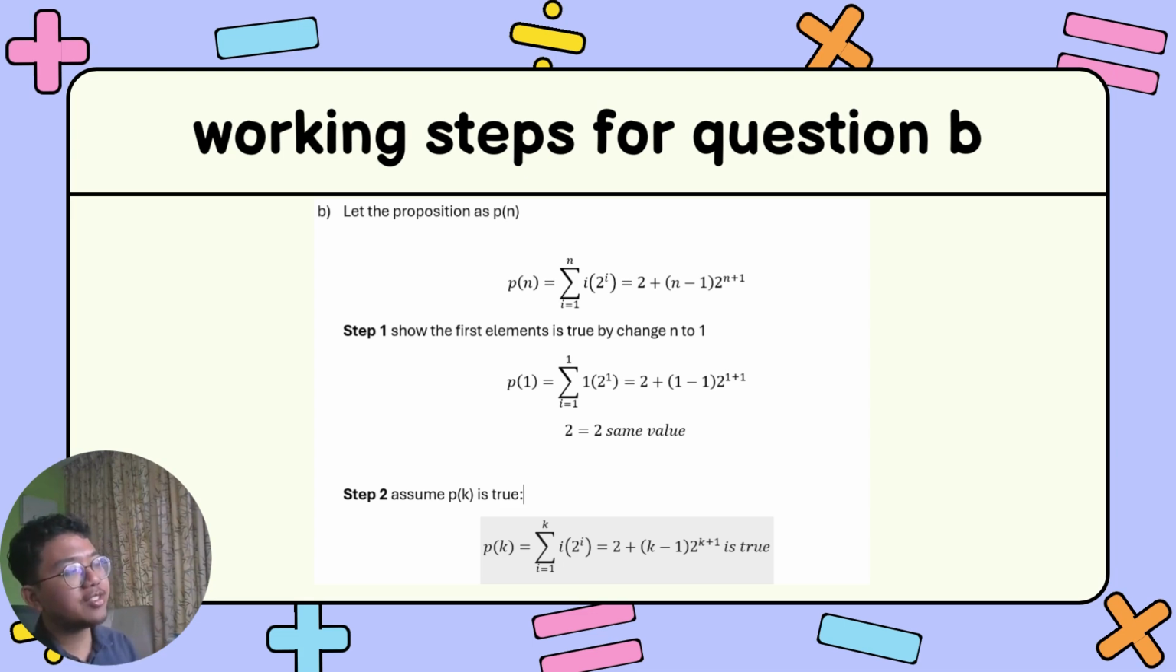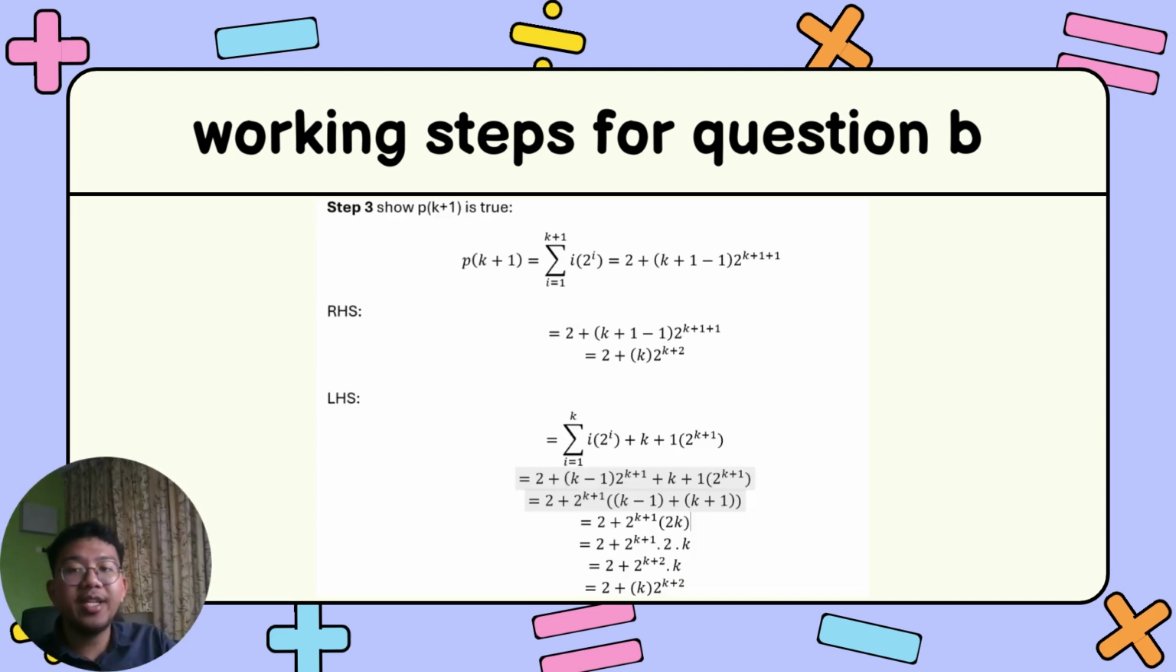Then for the second step, we just need to assume it is true. So we change n to k, and it will be like this: P(k) equals the summation from i equals 1 until k, i times 2 power of i, equals 2 plus (k minus 1) times 2 power of k plus 1 is true.